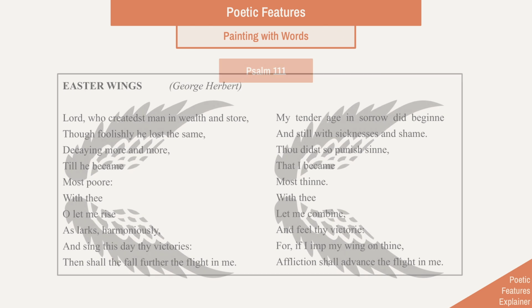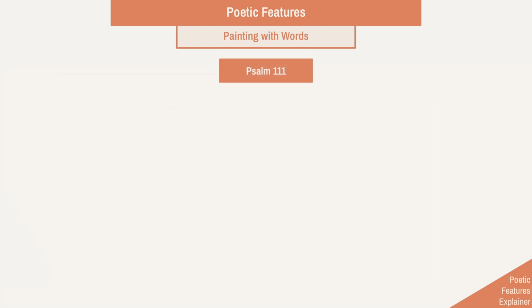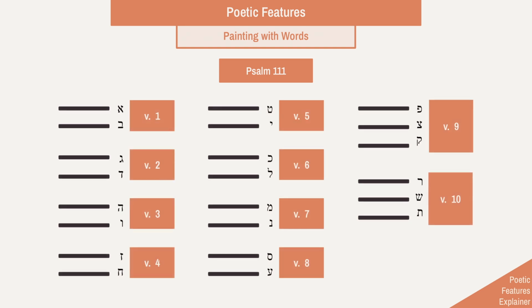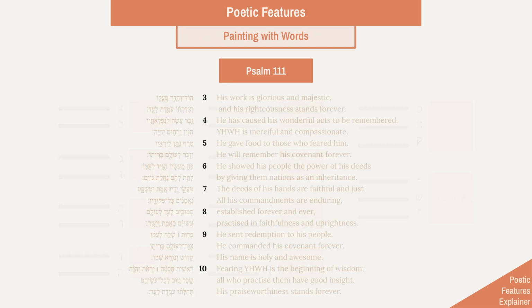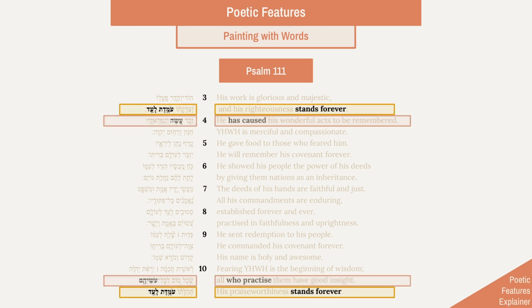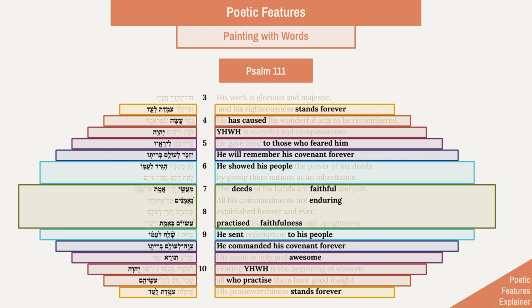Now look at Psalm 111. This psalm celebrates God's deeds, and each line begins with the next letter of the Hebrew alphabet, an acrostic pattern. Then from verse 3 onwards, it also follows a chiastic structure, a symmetrical design where the outer lines match, then the next inner lines between these match, forming 6 mirrored pairs around the center in verses 7 and 8.